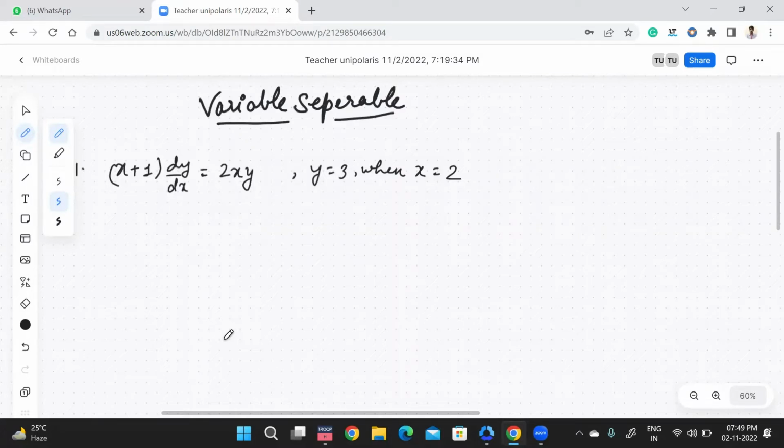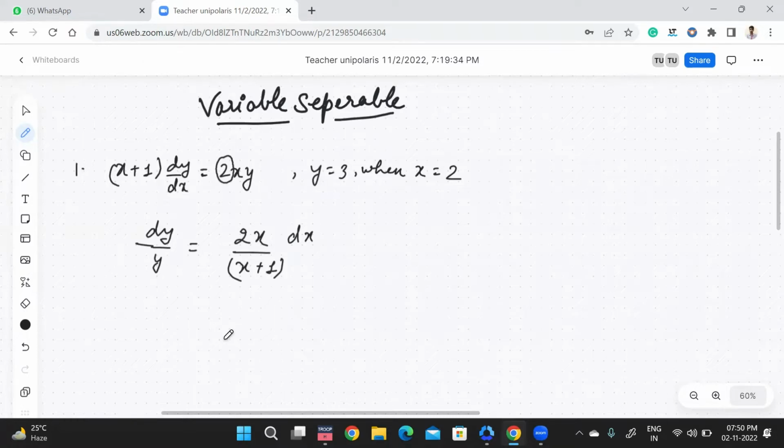So first, we'll separate the variables, as the name suggests. We can drag this x plus 1 to the right hand side, and we can drag this y over to the left side to get dy over y equals 2x over x plus 1 dx. Sometimes you'll get different answers if you treat this constant 2 differently.